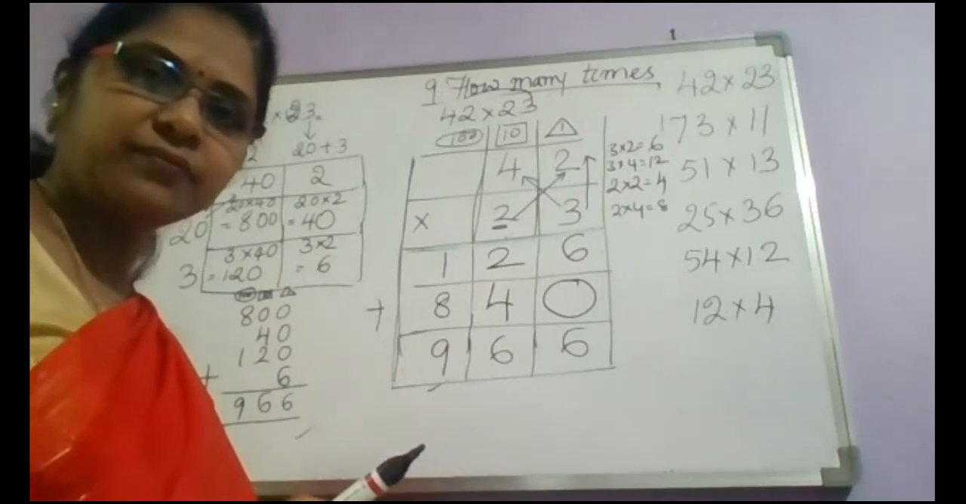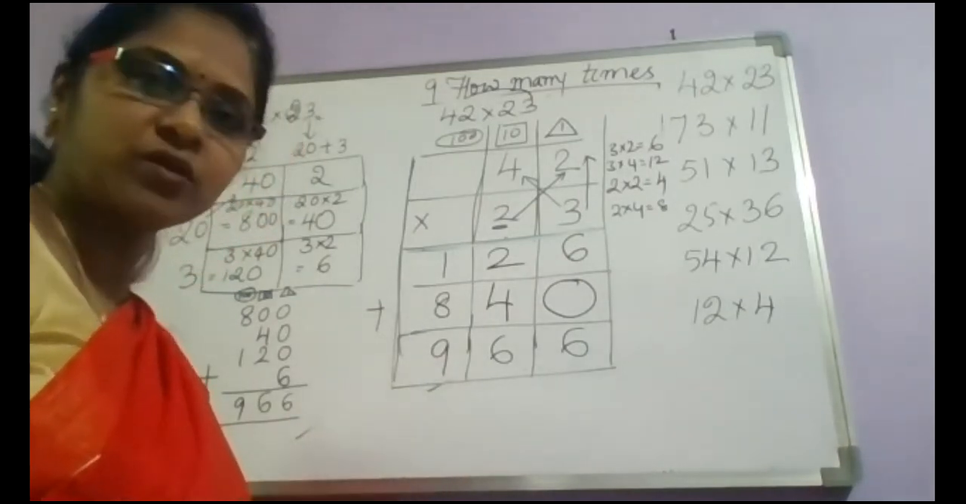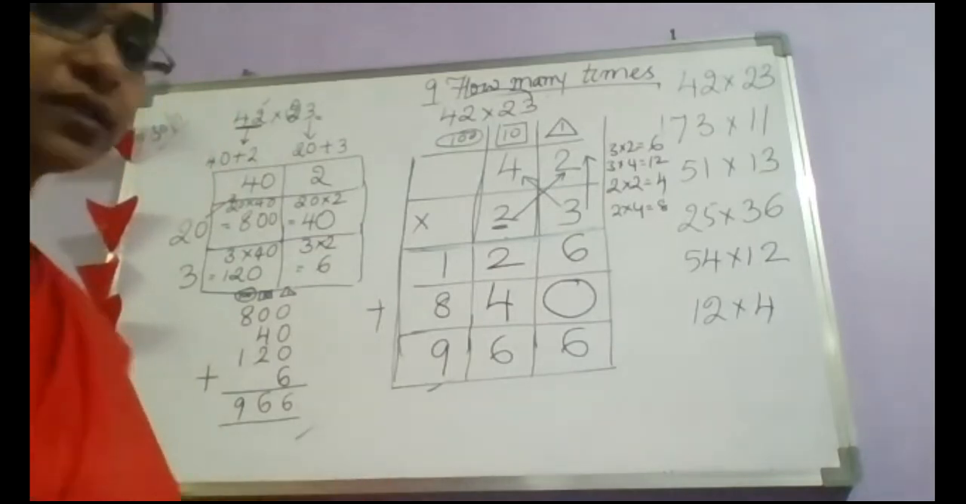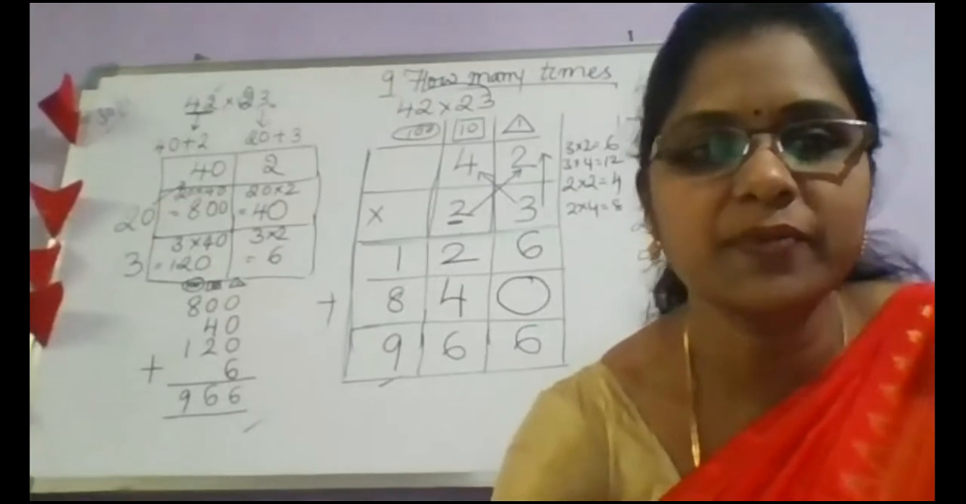Hope this is clear. One more problem, and in the same way I will explain the expansion method and the column method. Please take this down quickly. Meanwhile, if you have any doubt, please ask me.